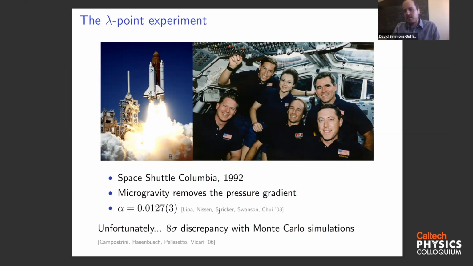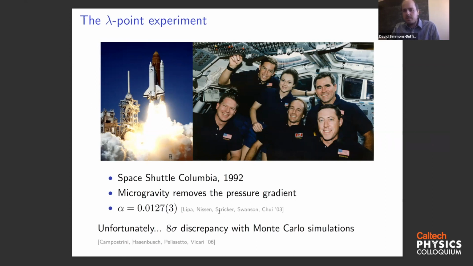If you instead do the experiment in microgravity, then there's no pressure gradient and the entire sample has the same critical temperature. You can tune the whole thing close to the critical temperature and get much better statistics and make a much more precise measurement. This measurement was done in the early 90s, and they obtained a value for this critical exponent alpha, which determines the shape of this heat capacity curve at the transition.